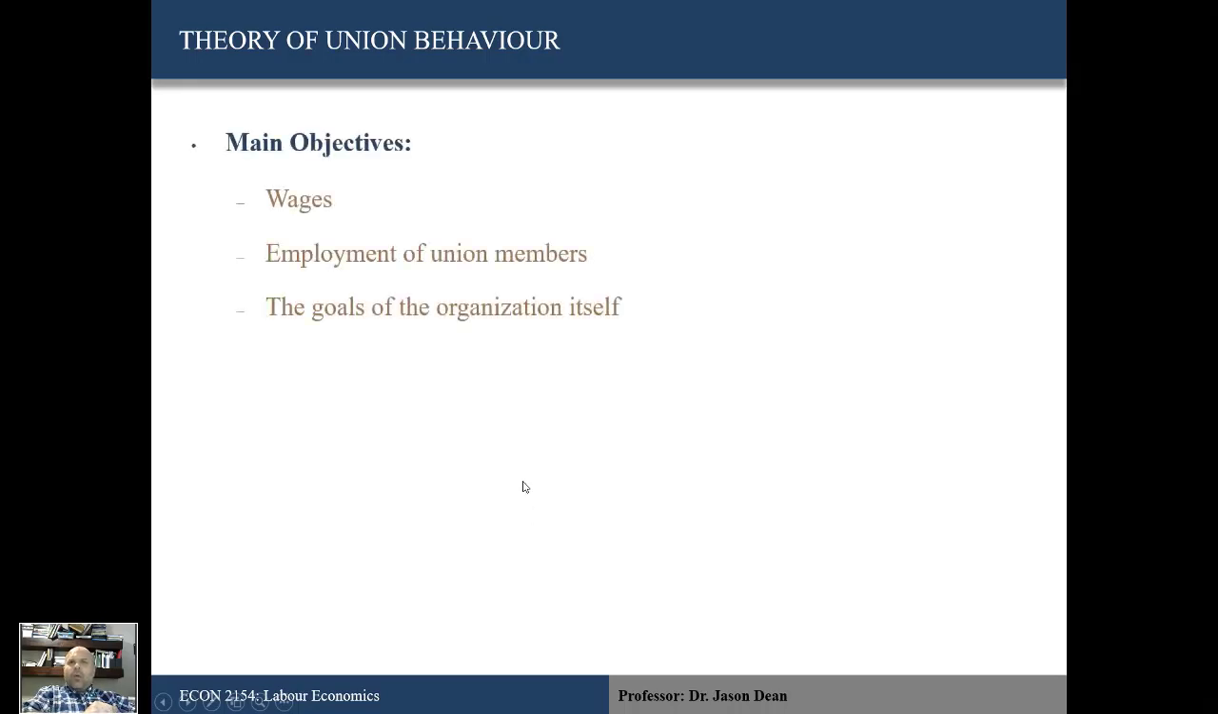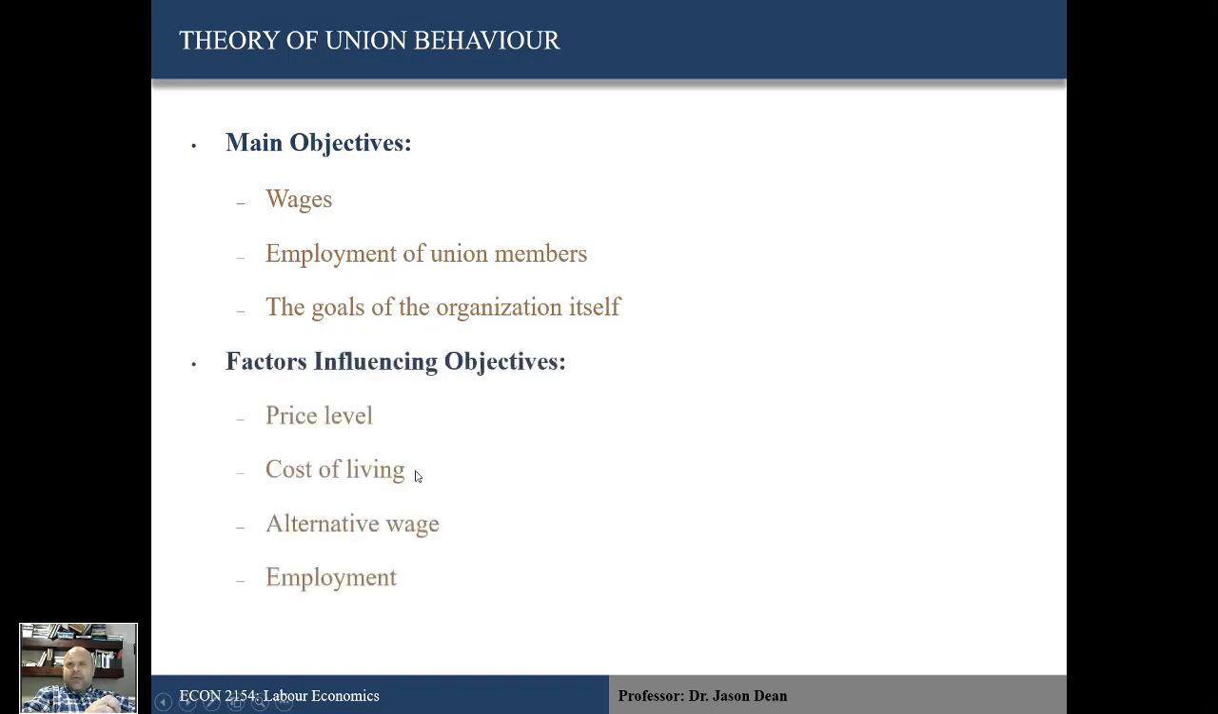So now we're going to start looking at a model related to the theory of union behavior. We're going to consider the union and its main objectives. The main objectives are wages and employment of union membership, and these are the two that we'll be focusing on. The factors that can affect these objectives are the price level, cost of living, the alternative wage, and employment.